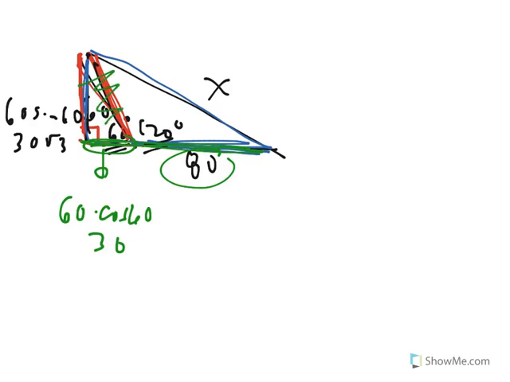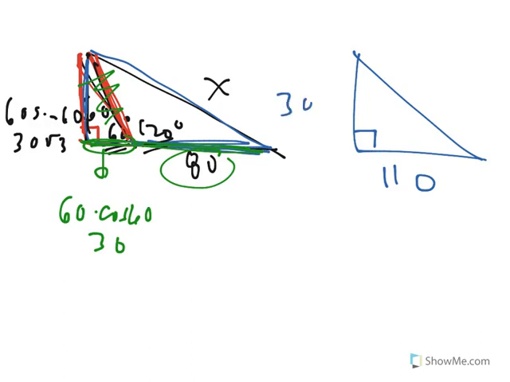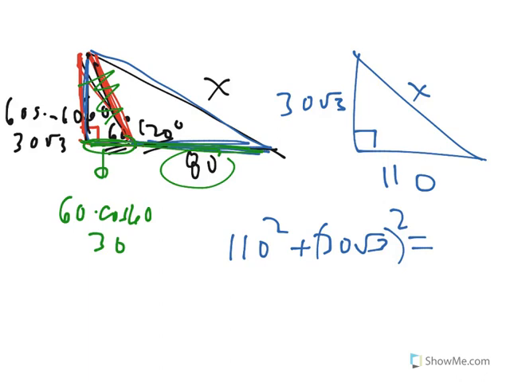So if I were to remove this red side, what we'd be looking at is a right triangle with 110 as its bottom side, horizontal, and 30 radical 3. And then you'd be able to just do the regular Pythagorean theorem. And you get x is about 122. So that's how you can do it without a formula. We are going to get a formula for it though.